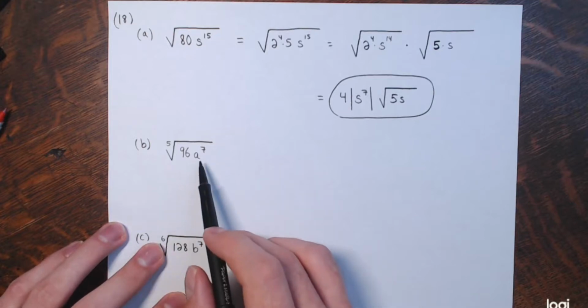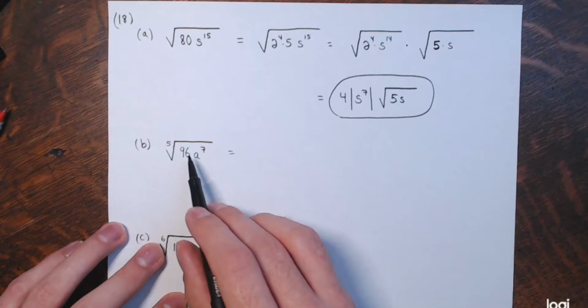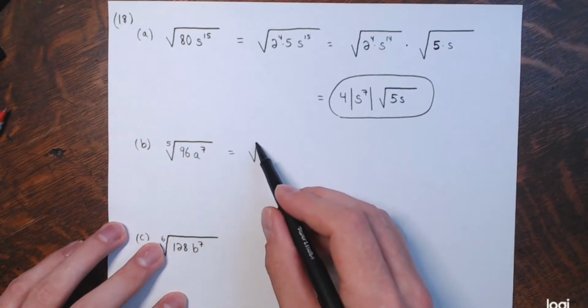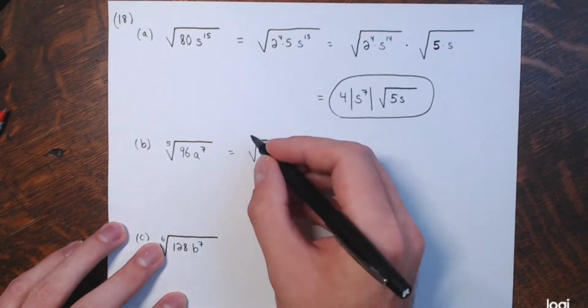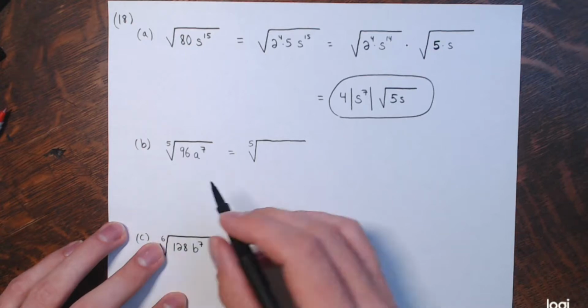Alright, same thing here. But this time it's a 5th root, so I don't need to worry about absolute values. It's an odd root. So this is the 5th root of, now 96 is 32 times 3, so 2 to the 5th times 3.